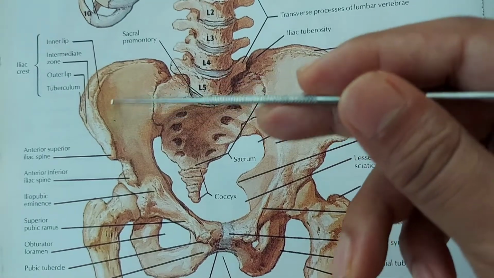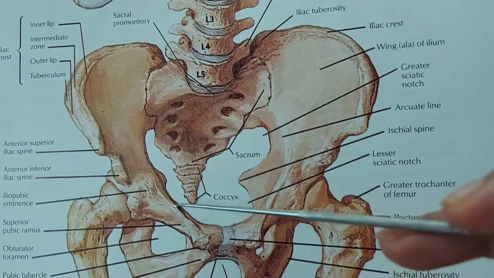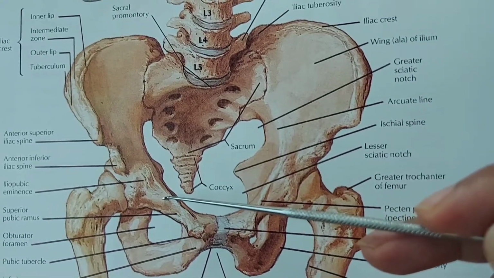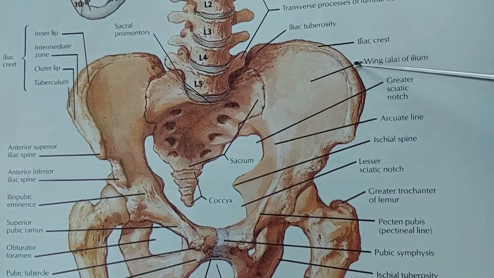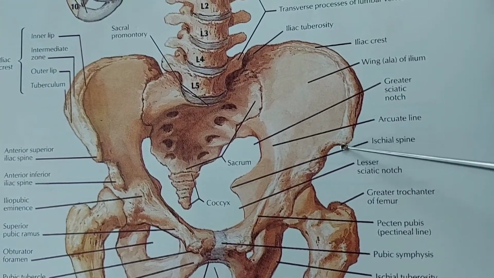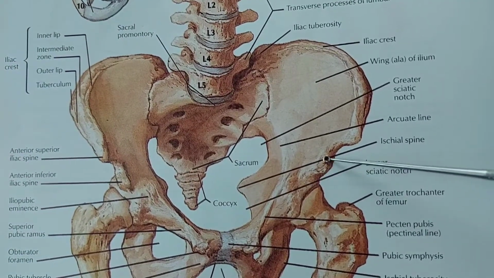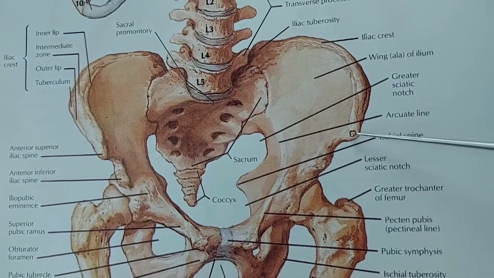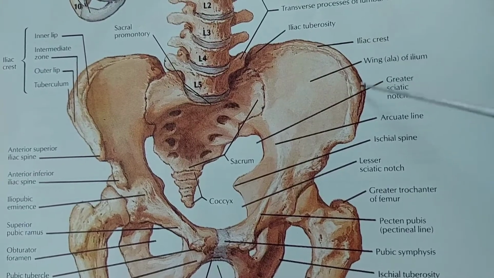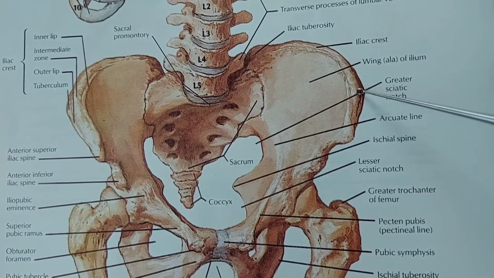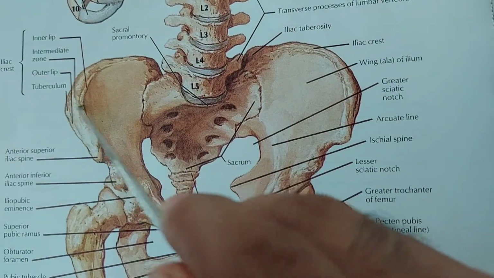The hip bone has three parts. This is the ilium, this is the ischium, and this is the pubis. The ilium has the crest in here. This is the iliac crest, and this is the spine. This is the anterior superior iliac spine. This is the anterior inferior iliac spine. The iliac crest has a tubercle from where the transtubercular line passes.